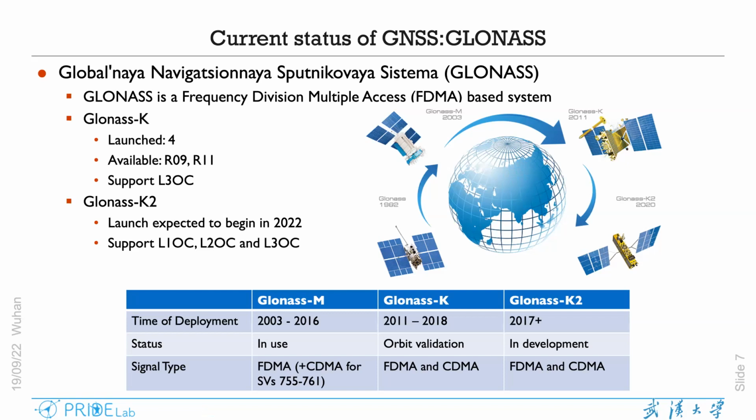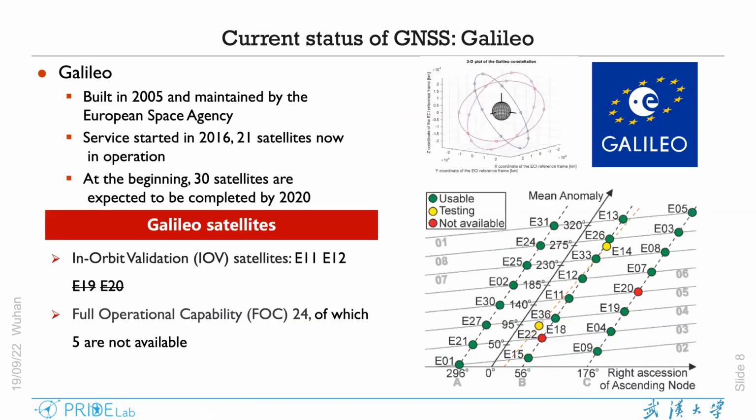And now the GLONASS K and K2 generation satellites are being launched into space. In this generation, the GLONASS satellites will broadcast CDMA, I mean code division multiple access, signals instead of the FDMA signals, and that will have more compatibility with GPS and some other constellations in the future. And then we come to the Galileo constellation.